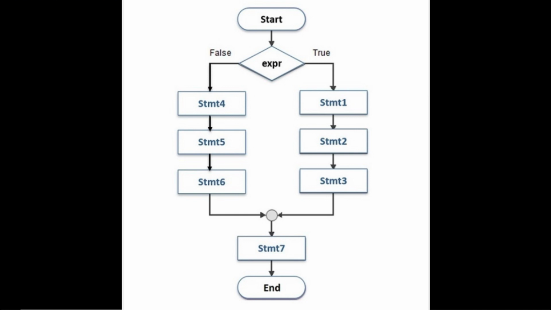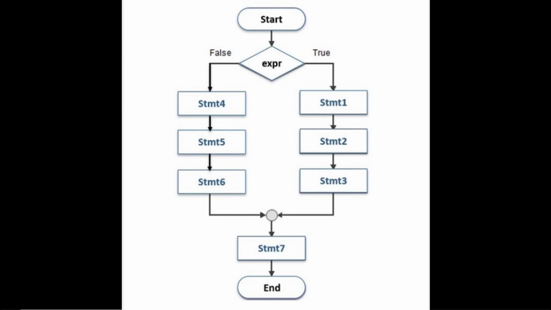As you can see, first we will check for the expression. If the expression is true, then we will execute statement 1, statement 2 and statement 3. If it is false, we will skip the statements inside the if and we will execute the statements inside the else block. So we will execute statement 4, statement 5, statement 6 if the expression is false, and finally we will go to statement 7. This is how the flowchart of the if else will look like.